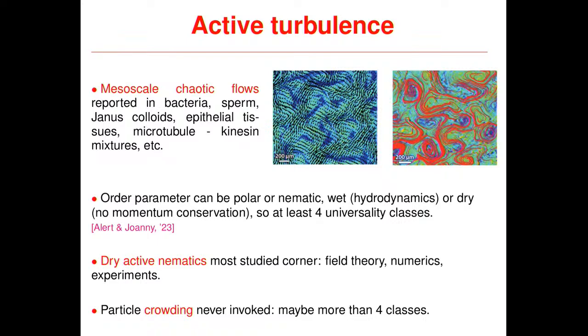They have been solved a lot to understand the emerging properties of these chaotic flows. In this discussion, you will never see discussion of particle crowding. This is what I want to discuss today. So if I put density effect into the game, maybe there would be more than 4 universality classes, and this is what I want to show in the rest of the talk.